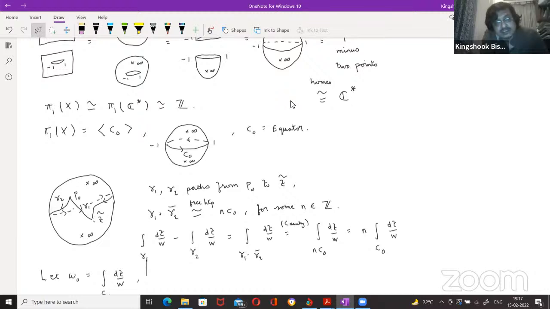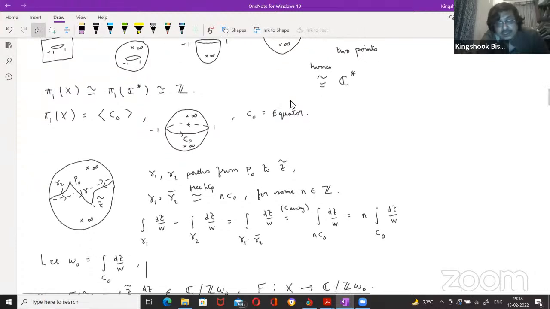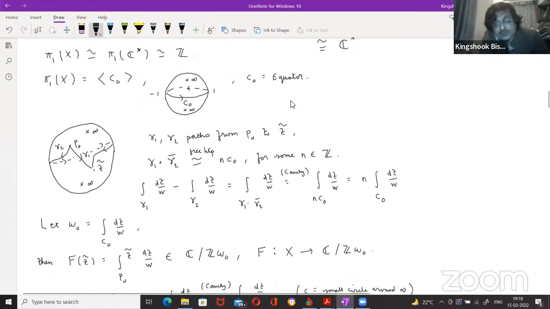Now, since this is a sphere minus 2 points, the fundamental group is generated by C naught. Any such loop, this gamma 1 dot gamma 2 bar, is freely homotopic to some integer multiple of the path C naught. That means the path C naught traversed n times for some integer n. So if I look at the difference of these two integrals, the integral over gamma 1 minus the integral over gamma 2, that is the same as the integral over gamma 1 dot gamma 2 bar of dz over w.